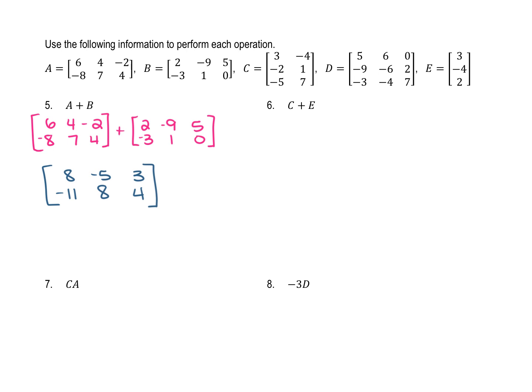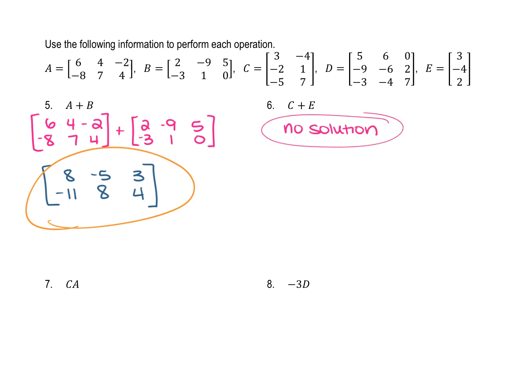So this is your answer. Number 6, you are given C plus E. C is a 3 by 2, E is a 3 by 1. They are not the same dimensions, so you cannot do this. You can just give that there's no solution, and that's because your dimensions are not the same.